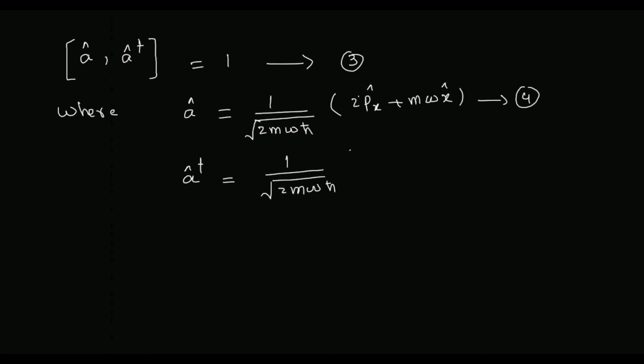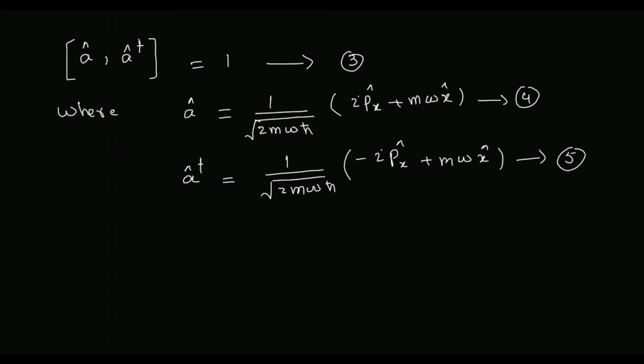Okay, let's see the difference. Where is the difference? The difference is only that over here we get the minus sign: minus iota px plus m omega x operator. Let this equation be equation 5.